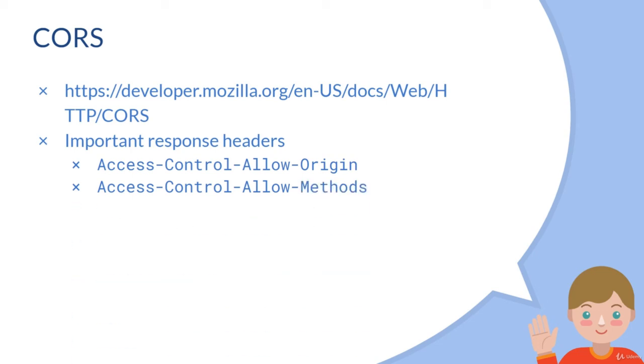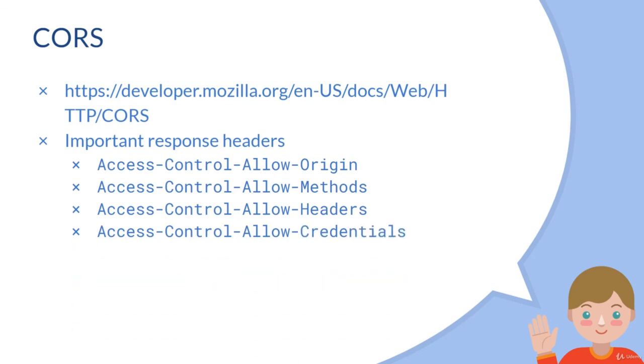Access-Control-Allow-Methods lists the HTTP methods that are allowed, or use the wildcard asterisk to allow any method. Access-Control-Allow-Headers lists the HTTP headers, including custom headers, that can be included during requests. The wildcard asterisk can be used to allow any headers.